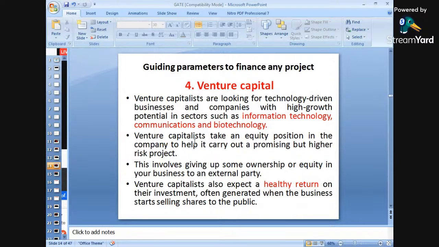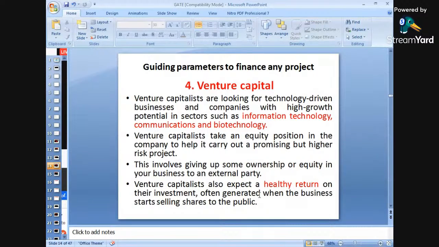Venture capitalists take equity positions in the company to help it carry out a promising but higher-risk project. That means the equity. It also means contributions such as opinions and suggestions will be given by the venture capitalist related to the construction of a project, because they are investing some amount. So the suggestions or decisions taken by the capitalist will also be considered. This involves giving up some ownership or equity in your business to an external party.